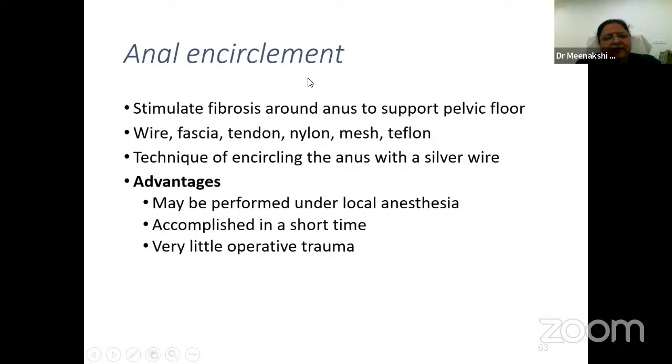So about this anal encirclement, the principle behind it is that it stimulates fibrosis around the anus to support the pelvic floor. Now, what are the various materials which are used? Like wires, fascia, tendons, then nylon thread. It can be mesh or it can be Teflon. Okay, and the advantages of this: it may be performed under local anesthesia, very short time is required and very little operative trauma is there.